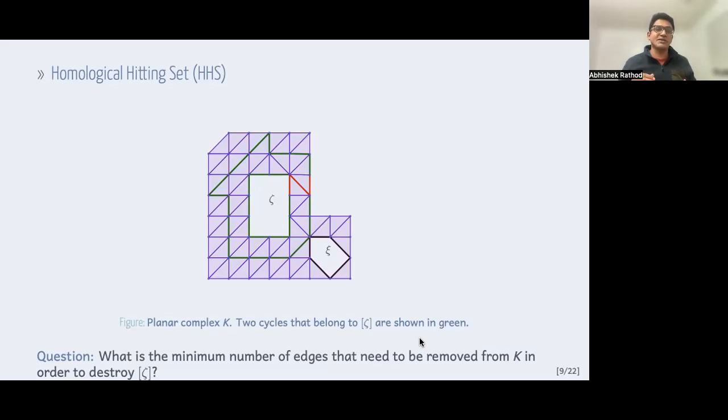Equivalently, find a set of edges of minimum cardinality such that every cycle in the class of zeta meets an edge from this set. If you look at the set of edges shown in red in this example, and you remove these edges, then the class of zeta is destroyed. So that's the homological hitting set problem. This is a cut problem in the sense that finding a minimum cut, or in this case a minimum hitting set, is equivalent to removing simplices from the thin portion of the complex.